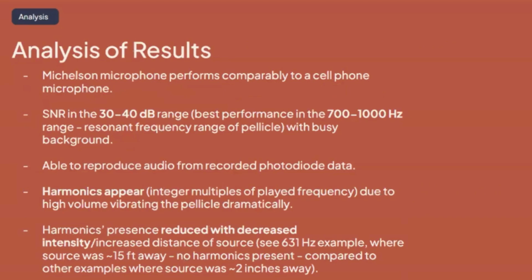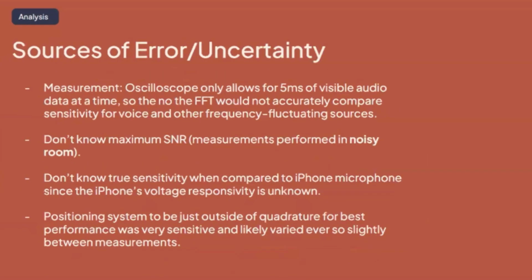So it performs comparably to a cell phone microphone, SNR in the 30 to 40 decibel range. Best performance is 700 to 1000 hertz range for the resonant frequency of the pellicle. We're able to reproduce the audio. Harmonics appear, but their presence is reduced with decreased source intensity. Our greatest sources of error came from the time constraint of the oscilloscope at 5 milliseconds, the noisy room, the voltage responsivity, which wasn't included in iPhone data, and the varied position, which slightly changed our data each take.